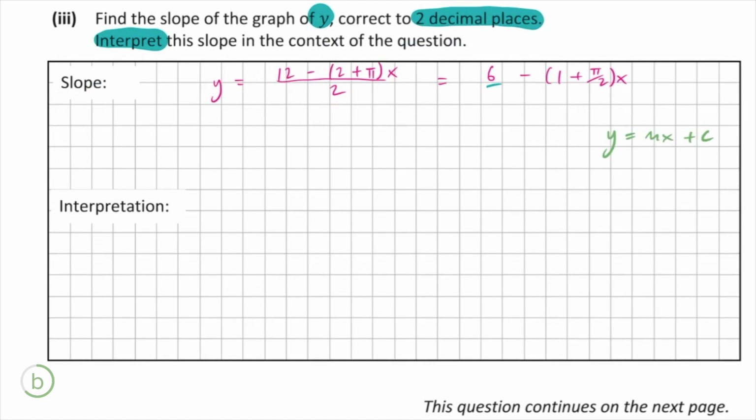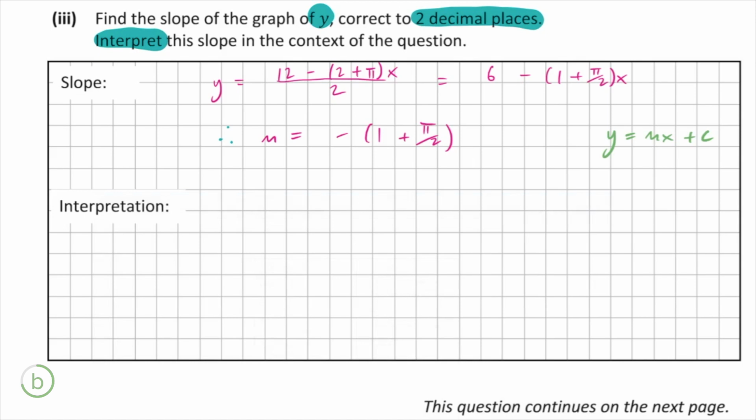So we can definitely say that whatever is multiplied by x, which is everything here, so minus 1 times 1 plus pi over 2, is the slope of the graph. So therefore our slope m is equal to minus 1 times 1 plus pi over 2. But the more difficult part of this, part 3, is to actually write an interpretation.